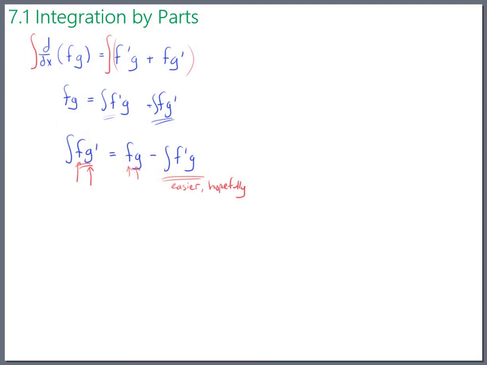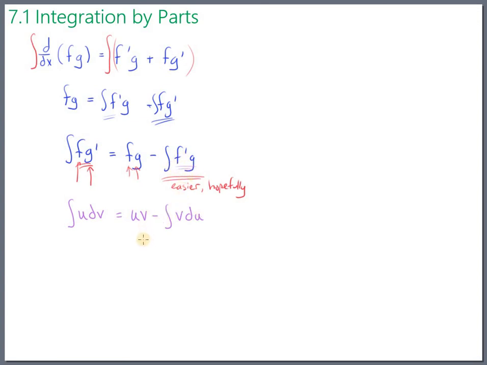There's also a change in notation that a lot of people like here, and I don't know why. F and G are just fine, but sometimes people like to write F as U and G as V. So they write the derivative of G as dV. So they say U dV, and then that would equal U and V minus the integral of V dU. And notice I switched the order on the F and the G.